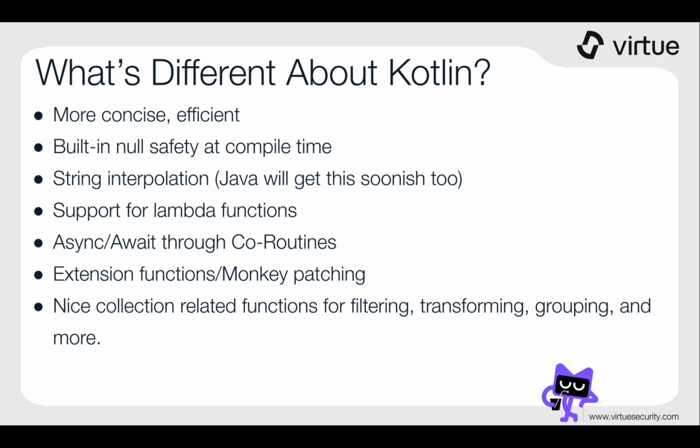Kotlin has better support for Lambda functions than Java. And then it has async and await features through coroutines. Java is also working on some kind of async await structured concurrency, but it's in beta. Right now we have virtual threads, but not structured concurrency. But Kotlin does have that.